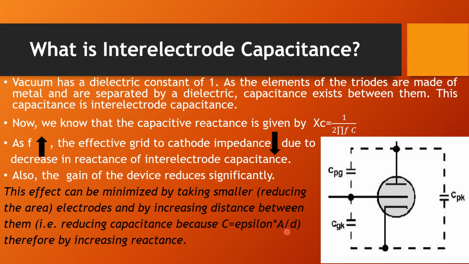So if you increase D, C will reduce. If C is reduced, Xc can be compensated. This means you should design a bigger device that has a larger distance between the electrodes.